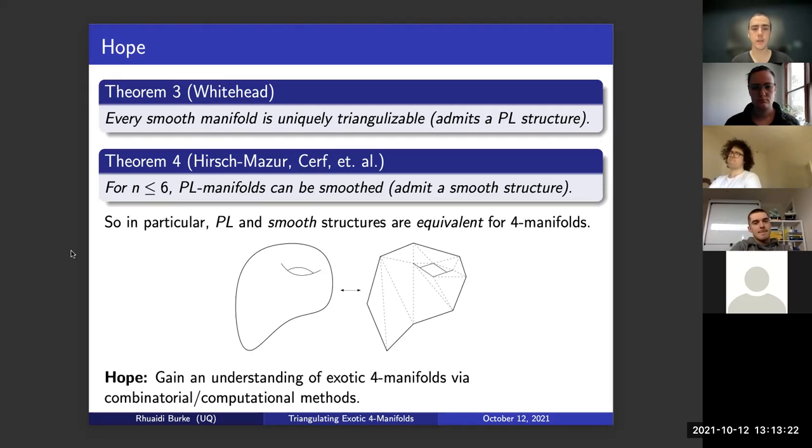So in particular, PL and smooth are equivalent for 4-manifolds, which means the hope that we have is that we can maybe gain an understanding of 4-manifolds, or smooth 4-manifolds, or exotic 4-manifolds via combinatorial and computational methods. That's sort of the big hope or idea behind all of this.